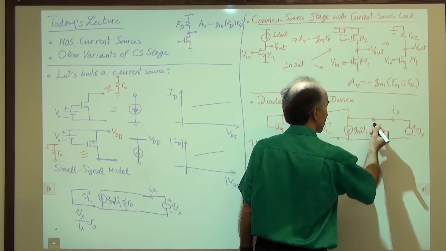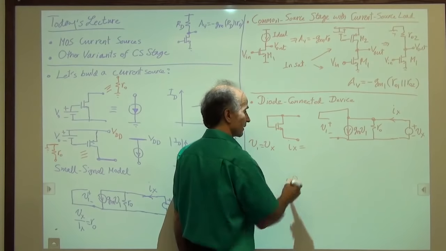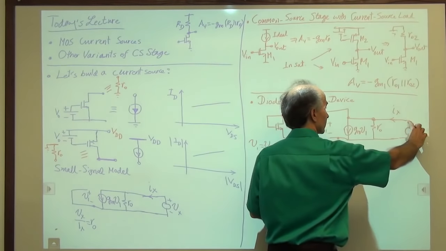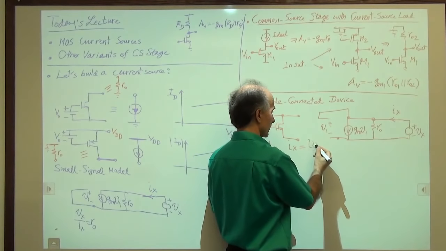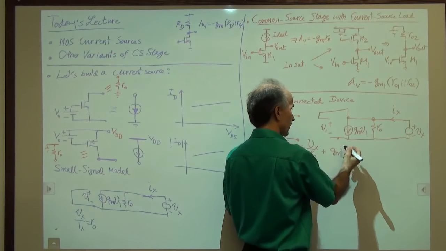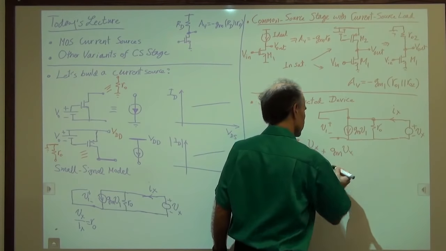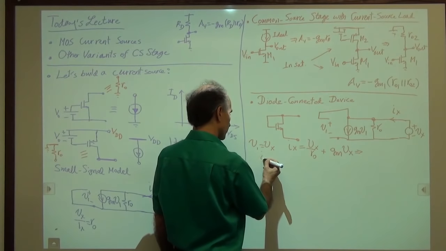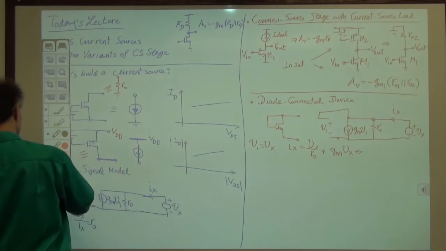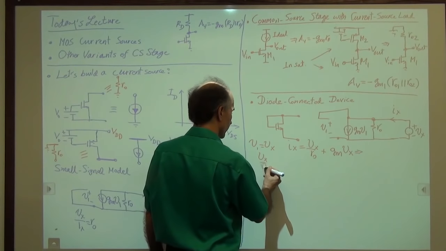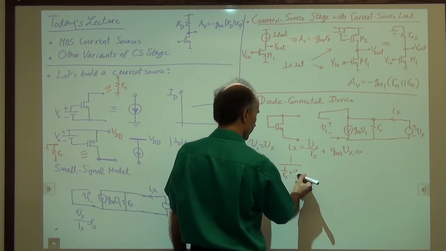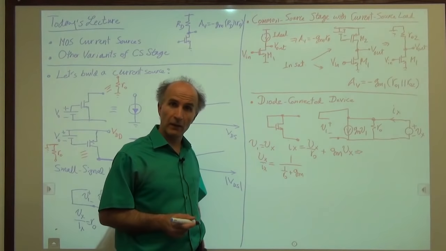Let's write a KCL at this node. Ix is coming in, and out of that node go the current through RO. How much is the current through RO? We have Vx over RO, plus this current, right? These currents flow out of this node. GMV1, which happens to be Vx. So this tells me that Ix over Vx, oh, actually I need it the other way around. Let me erase this. So this tells me that Vx over Ix is equal to 1 over RO plus GM. That's a nice little equation that we have.